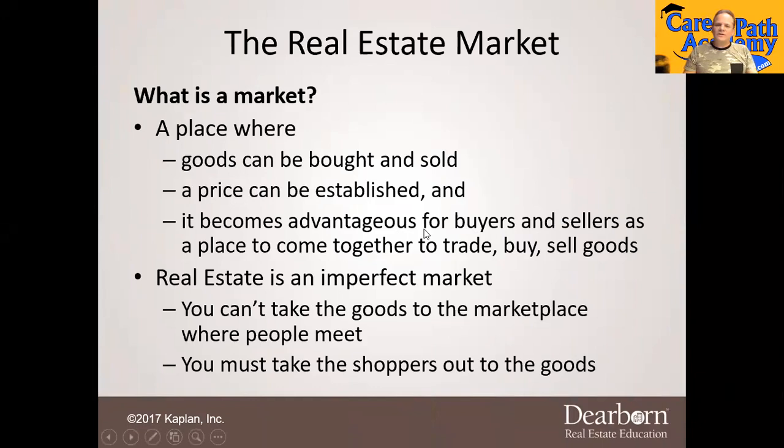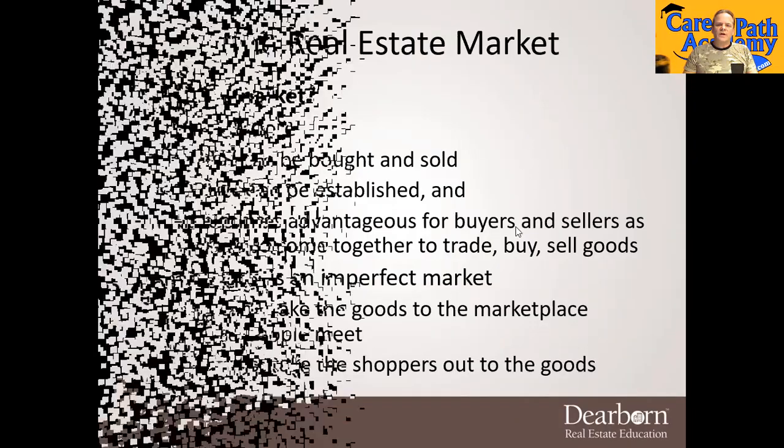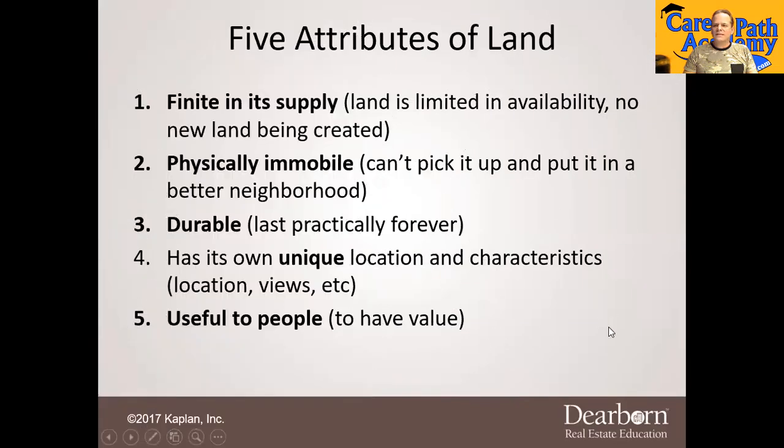When we talk about real estate, we're talking about the market, the real estate market. What is a market? It's a place where goods are bought and sold, where people come together and they trade their goods, right? But real estate's an imperfect marketplace because you can't take the product to the people. You've got to take the people out to the product. Make sense? Yes. So it's imperfect in that regard. So it takes a little more time to sell the product, right?